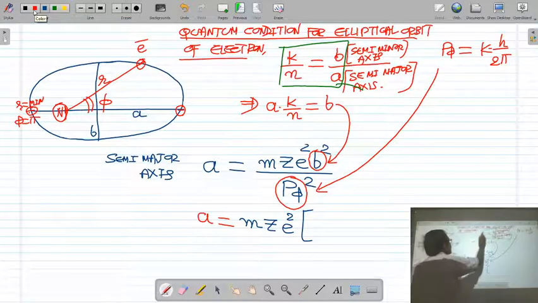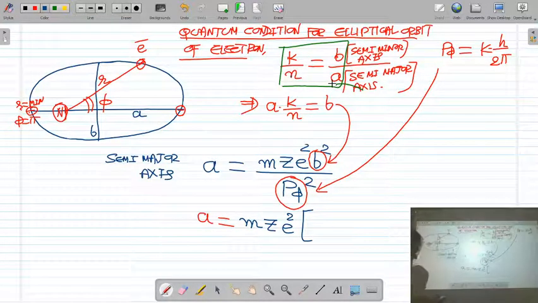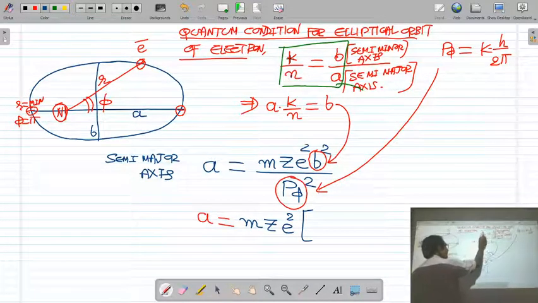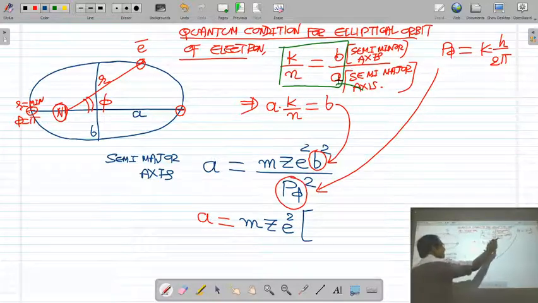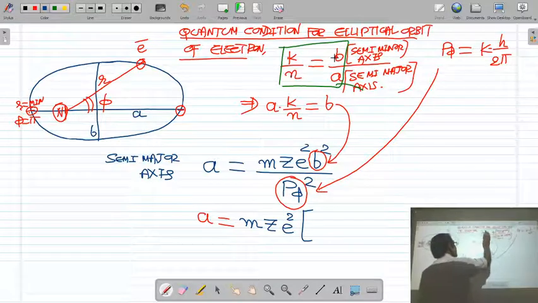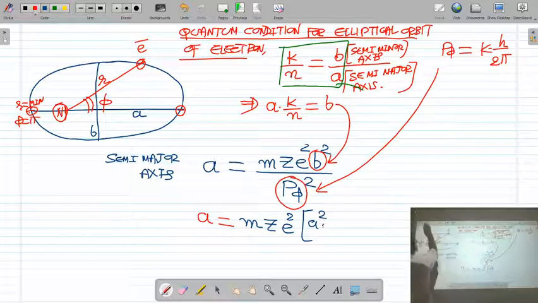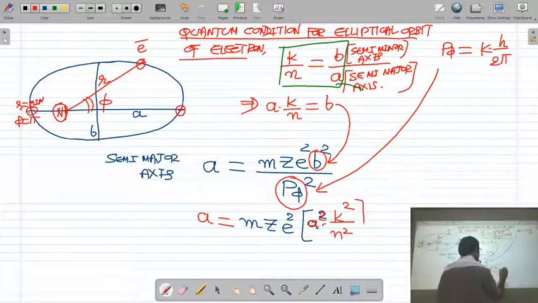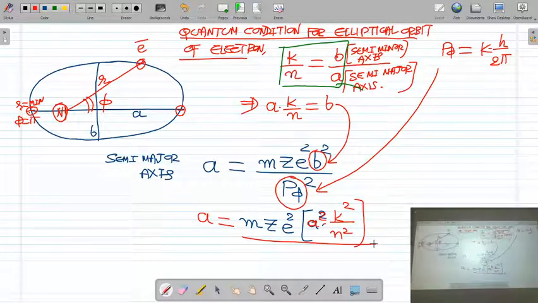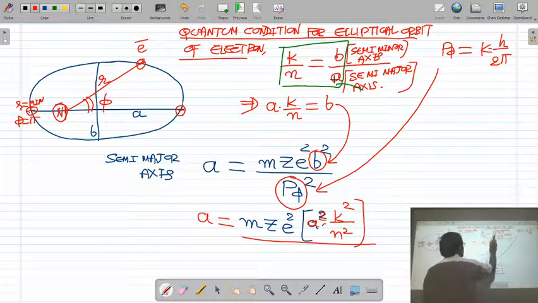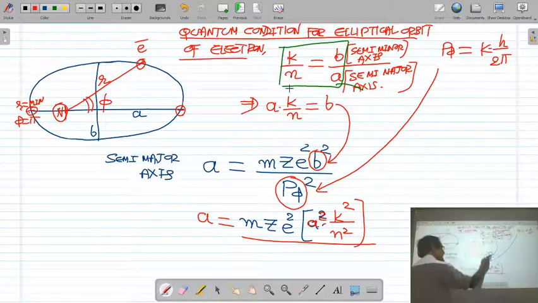From the quantum condition, k upon n is equal to b upon a. The ratio of semi-minor axis b to the semi-major axis a is k upon n. So the value of b is a into k upon n. So b square is a square k square upon n square.